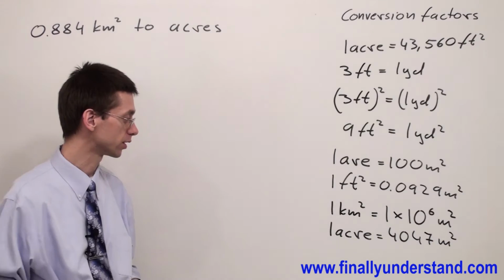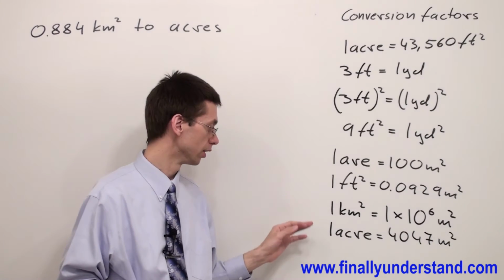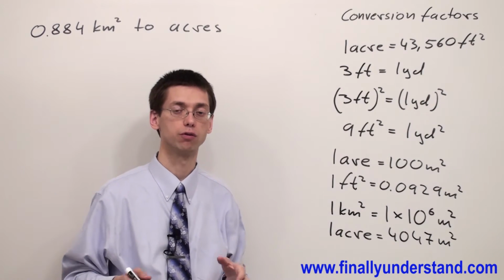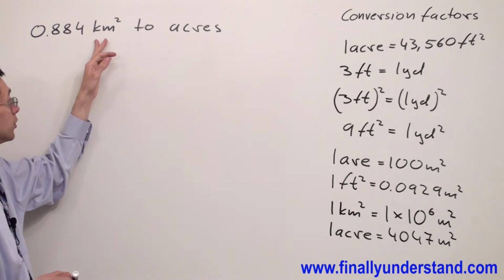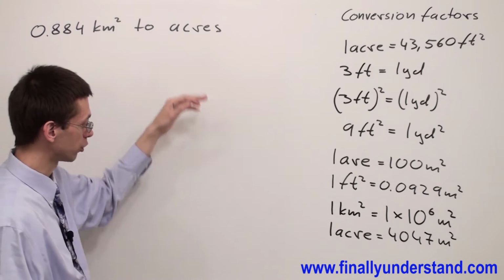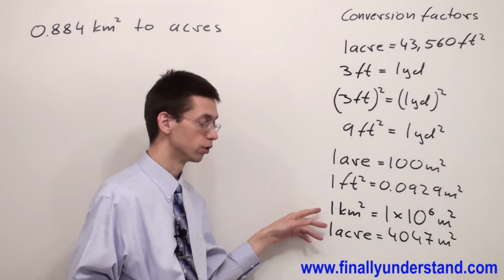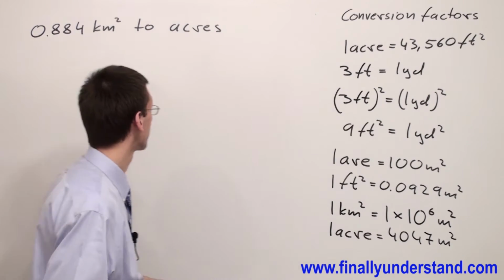This time we're supposed to convert square kilometers to acres. If you look at the board, we do not have a conversion factor that converts square kilometers directly to acres. That's why we are going to use these two conversion factors.